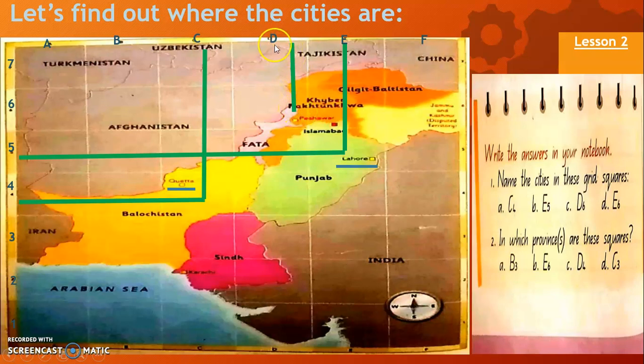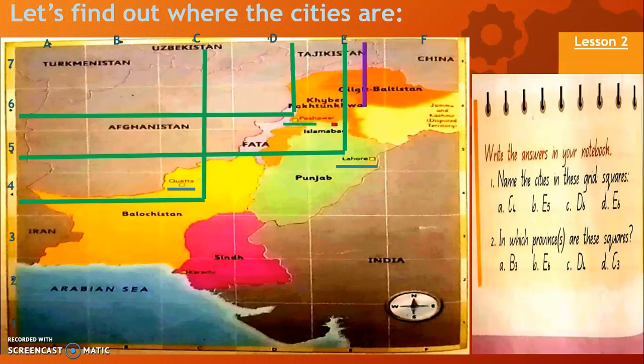Make a line starting from point D and ends where we find the 6 horizontal row. Make another line starting from point 6 and ends where we find the D vertical column. So the D vertical column and 6 horizontal row combine to make the D6 grid square. And which city is placed in grid square D6? Peshawar.